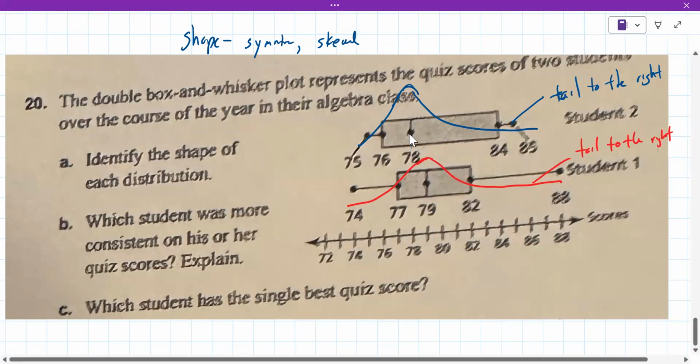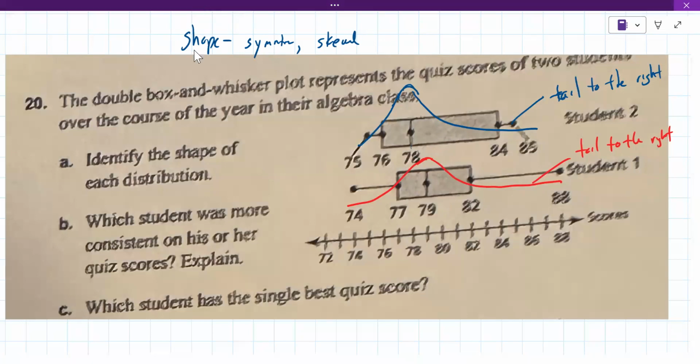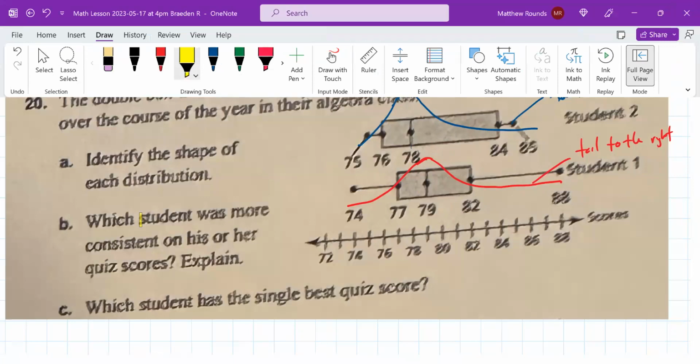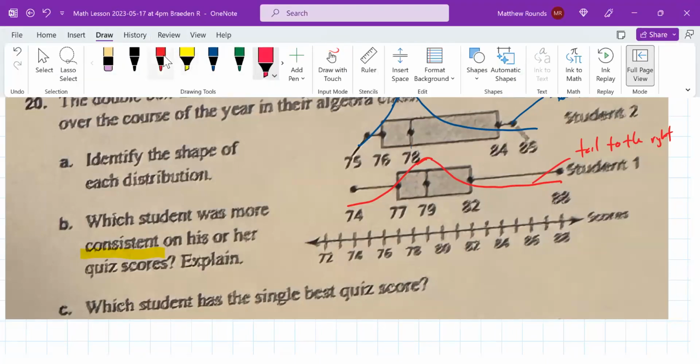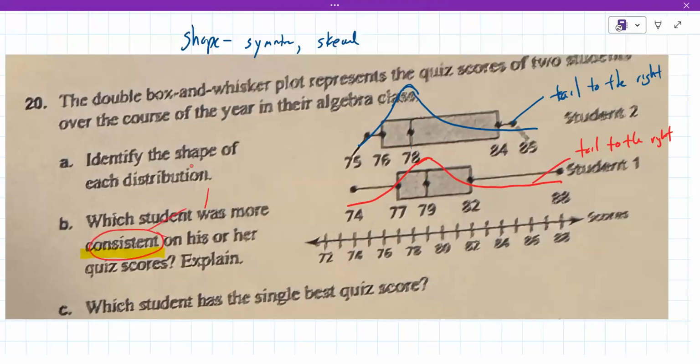Those are the other words you can use to compare them. Consistency is how much spread there is in the distribution. Student A was more consistent. Do you mean student one here? Oh, sorry, student 2 was more consistent. The more consistent means that they have a smaller interquartile range. Oh, I thought it meant smaller range in total. Well, that's a good point. You're right the way you said it. I'm right the way I said it. It depends if you're looking at the range or the IQR.